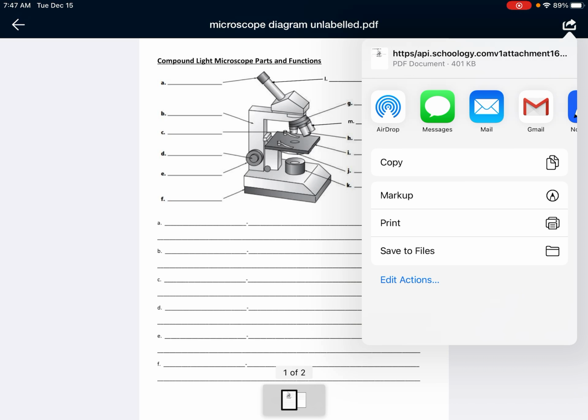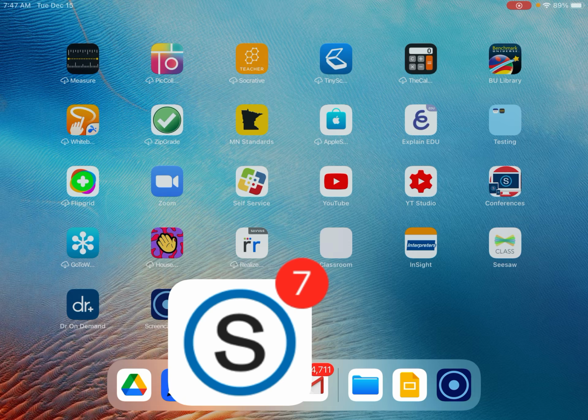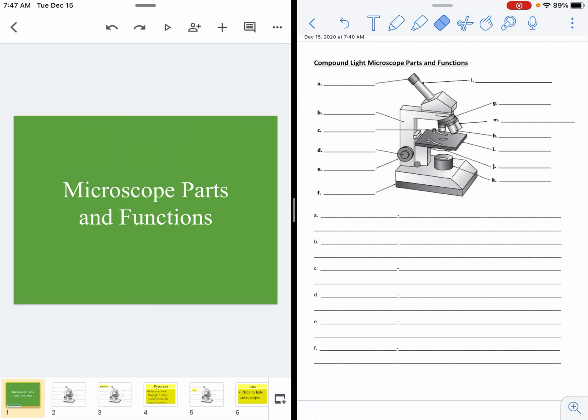So if you haven't already, start by sending that over to Notability, and that's where we're going to be writing on it. It's going to be easiest for you probably if you split screen this video and the note sheet. I'm going to be having split screen with the slideshow that I'm going to be using to show you these parts. So we're going to start off right at the beginning with letter A.